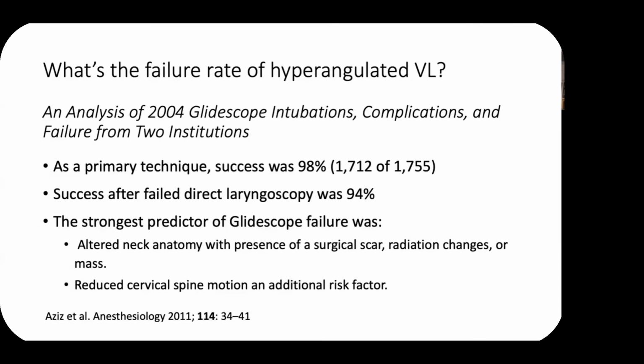So we have seen that as a primary technique, success is very high, and success is also high as a rescue technique after failed direct laryngoscopy. So the question is, who does it tend to fail in? In another study from Michael Aziz, the strongest predictor of GlideScope failure was altered neck anatomy with the presence of a surgical scar, radiation changes, or a mass. Reduced cervical spine motion was an additional risk factor. Very poor mouth opening is not listed, but I think it is likely that patients with very poor mouth opening would have been intubated with a flexible scope from the outset.